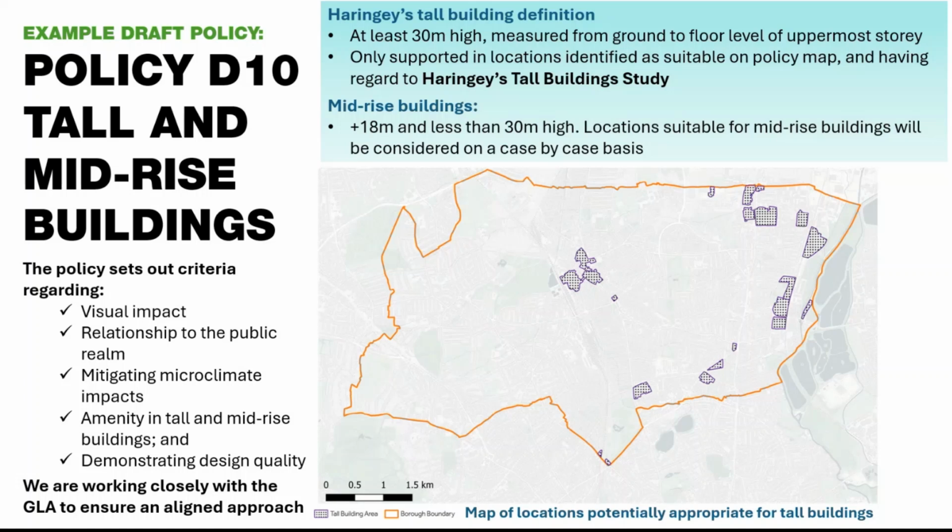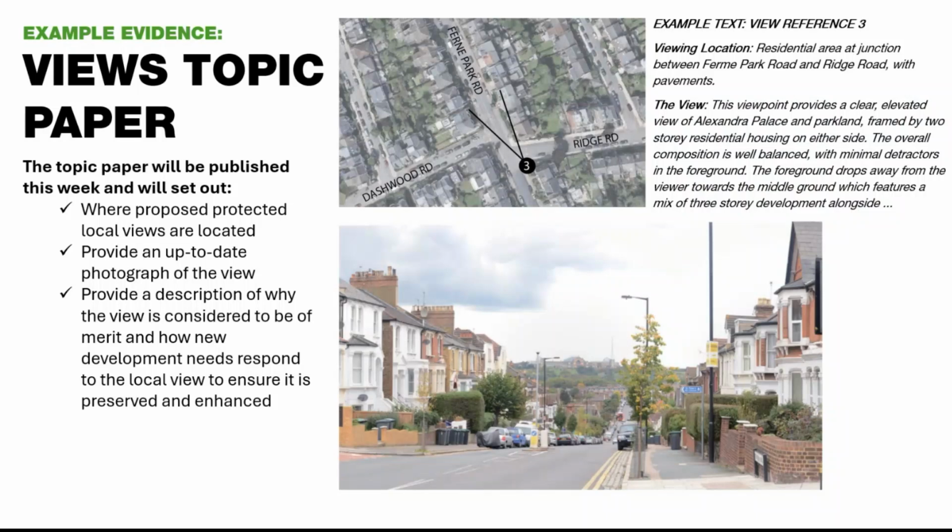But we've introduced that sort of middle category of mid-rise buildings, and what that means is those mid-rise buildings will need to comply with the policy. However, they can be assessed on a case-by-case basis. They don't necessarily have to only be built in the locations that are identified on the policy map. So that's what's currently proposed in our draft local plan.